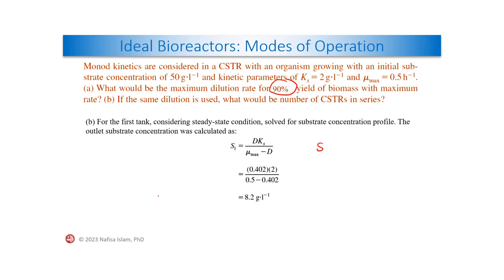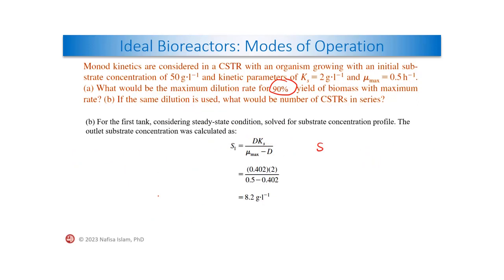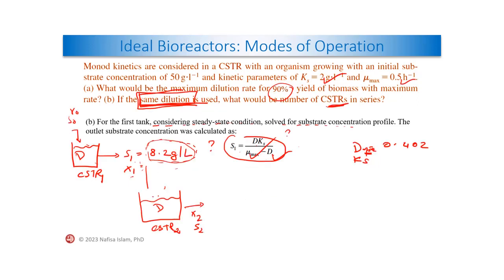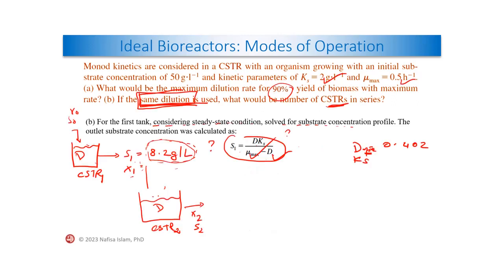So next, we got the S1. What about X1? How much is the X1 and where can we get that from? What is the X that comes out of this CSTR1? Do we know X0? No, not necessarily. But oh yes, we do know X0, because normally X0 is 0. So we can actually figure out our X1.